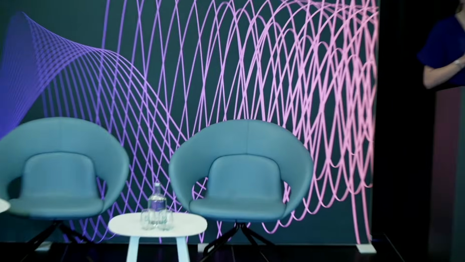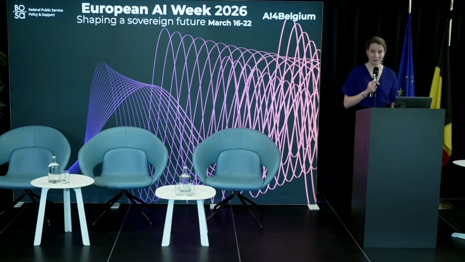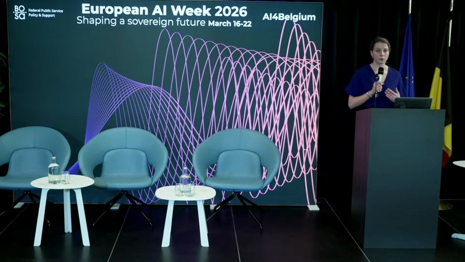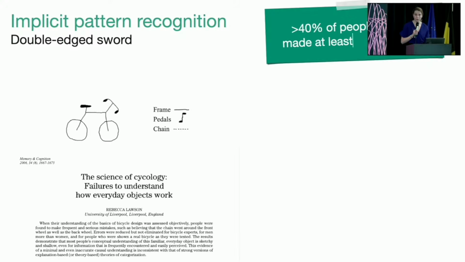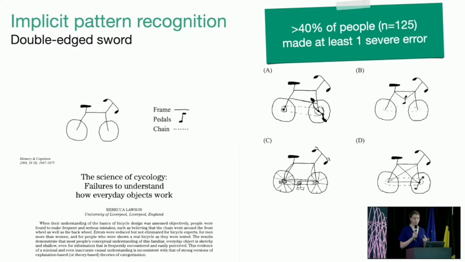However, the story would not be complete without the other side of the coin. Implicit pattern recognition also has its pitfalls, its disadvantages, and I want to illustrate that to you with a very quick example. There was a piece of research called a failure in understanding how everyday things work. They took a group of people and asked them to complete the image of a bicycle by placing very important functional parts of the bicycle. You might be surprised to hear that more than 40% of people made one severe error when placing these elements. Severe meaning that if a bicycle was built this way, it would not be able to function. It would not be used.